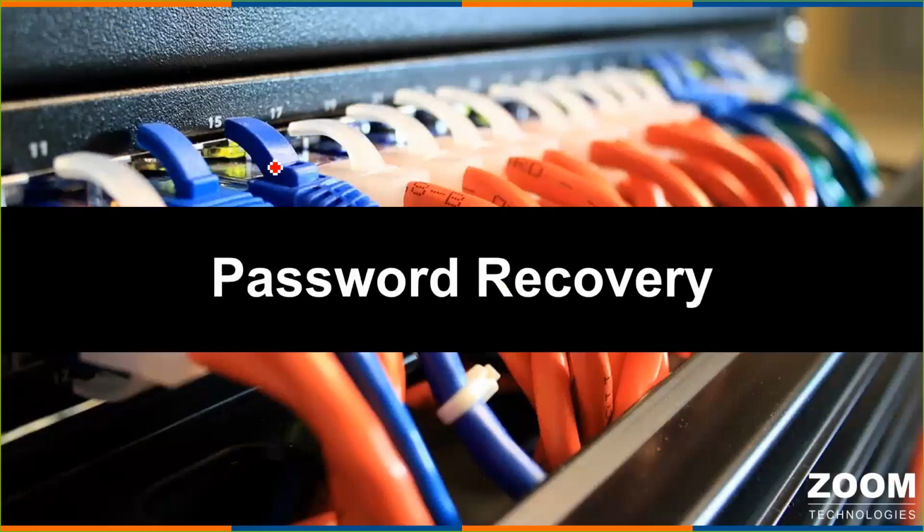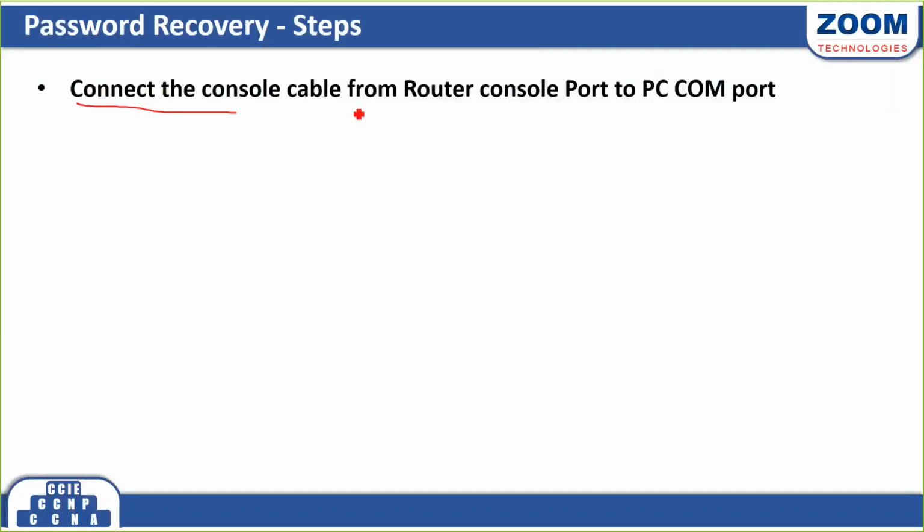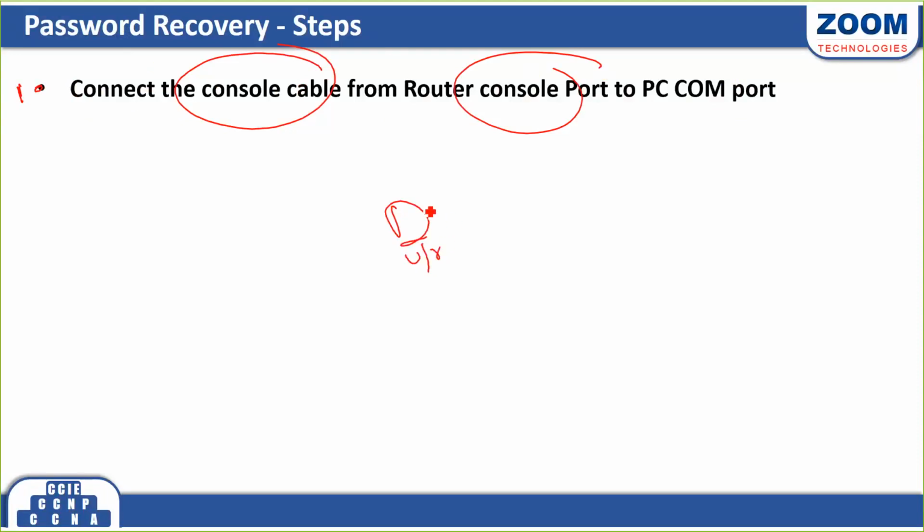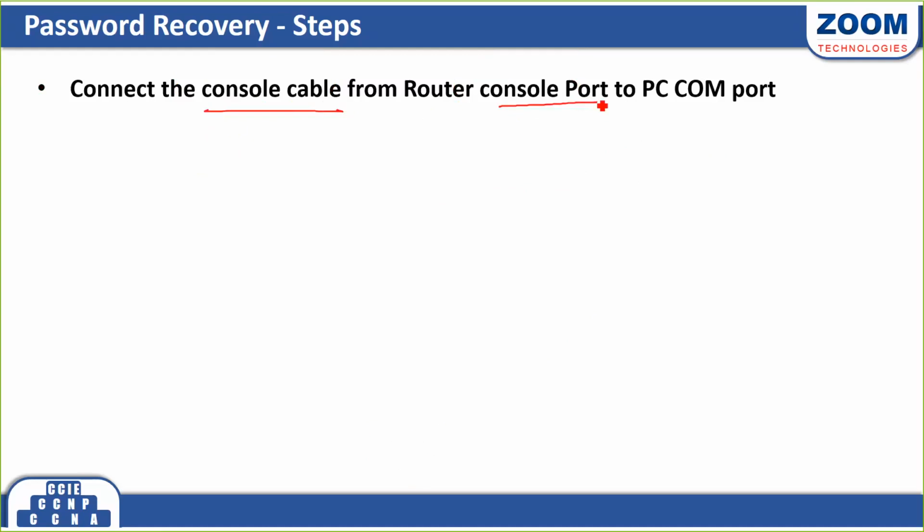You can see the password recovery steps. Step 1: connect the console cable from the router console port to the PC COM port. A very important point is that password recovery can be done only via what? The console port. The user doing the recovery must have their computer connected to the console port. If you are somewhere on the internet connected to the router, we can't do it. So password recovery is possible only via a console cable connected to the router's console port.